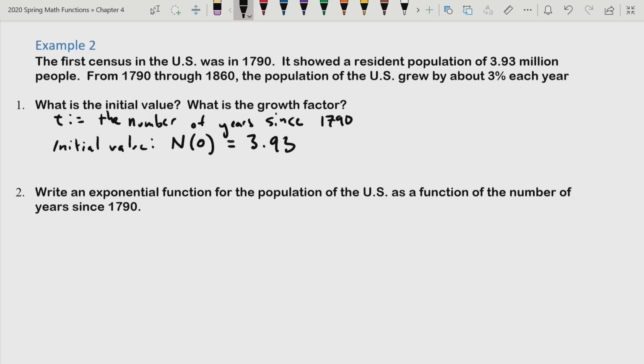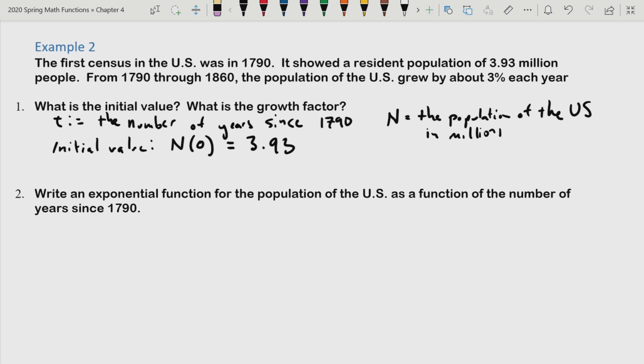In this case, I've decided that n is the population of the United States in millions. What do you multiply a population by to get the population after 3% growth? After a population has grown by 3%, it is 103% of its original value. So the number you multiply by is 103%. So the growth factor, the number you multiply the population in 1 year by to get the population in the next year, is 103%, which is equal to 1.03. So the growth factor is 1.03.